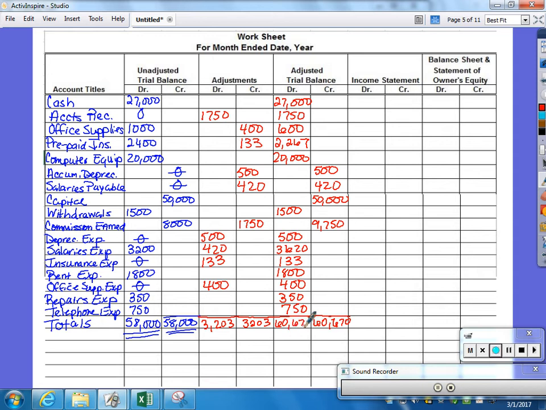This is what you guys have? Yes. All right. So now that we have this, we can fill out these income statement columns and balance sheet columns and then do the actual statements. So an income statement, what goes on the income statement? Revenues and expenses. And so we got to come all the way down here, right? Commissions earned, 9,750 here.